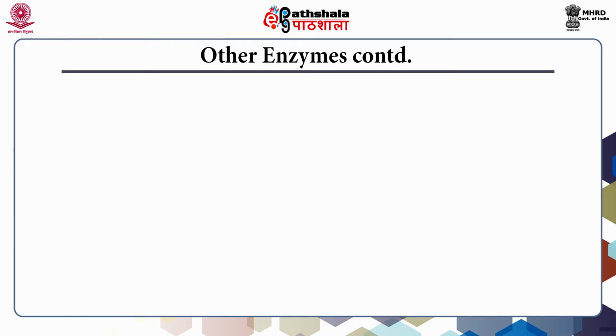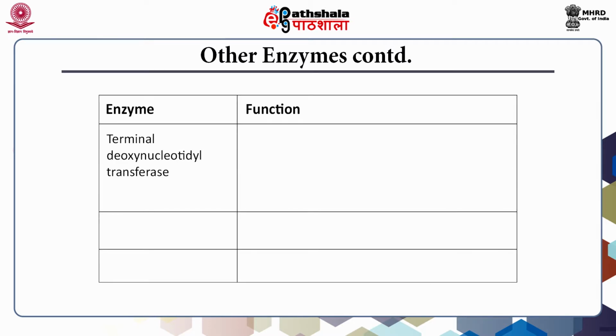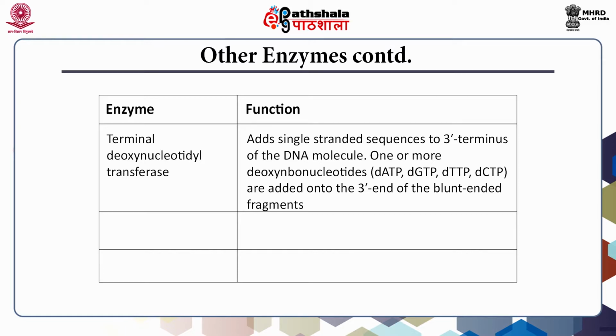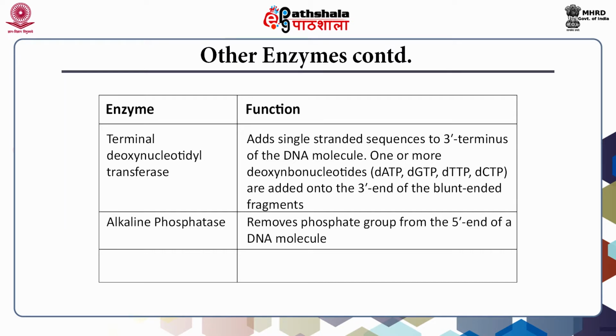Other enzymes which are used in recombinant DNA methods are terminal deoxynucleotidyl transferase. This enzyme adds a single-stranded DNA sequence to the 3' terminus of the DNA molecule. One or more deoxyribonucleotides, for example, dATP, dGTP, dTTP or dCTP, are added one by one to the 3' end of the blunt end fragment. Alkaline phosphatase removes the phosphate group from the 5' end of the DNA molecule. Polynucleotide kinase adds a phosphate group to the 5' end of a DNA molecule.